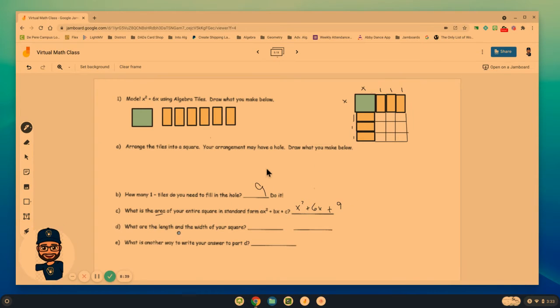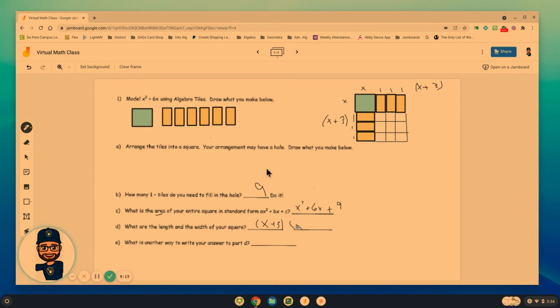Well, how might we find the length and width of that square? Well, if we look, this is an x plus, what's my numerical value? 1, 2, 3. So that side is an x plus 3. We'll call that our length. So x plus 3. And then we also have an x and a 1, 2, 3 up here on top. So x plus 3 for the width, we'll call it.